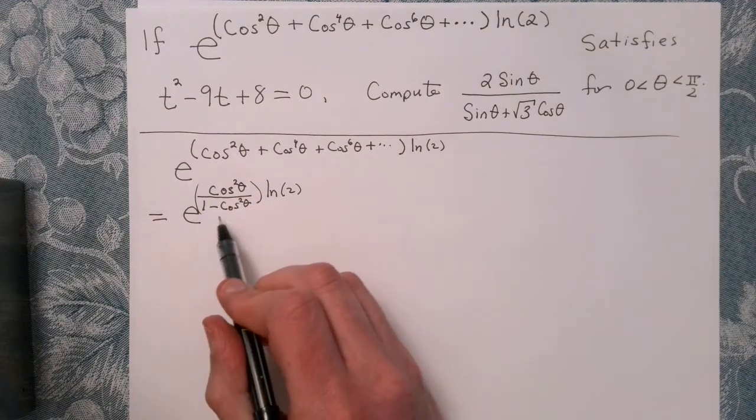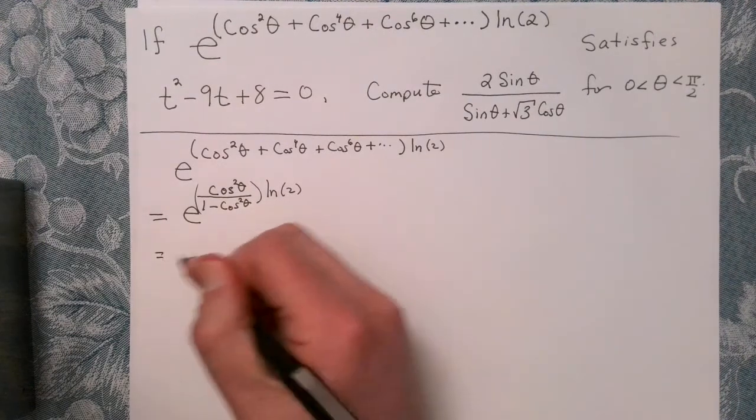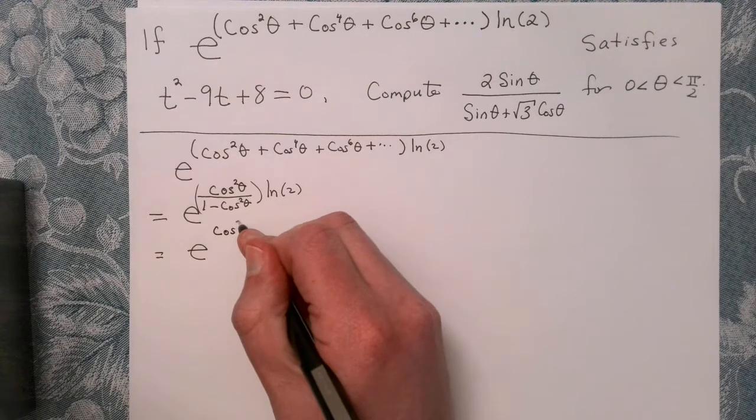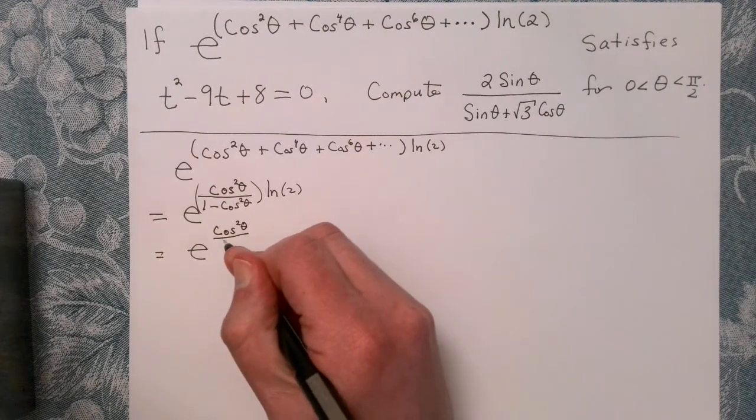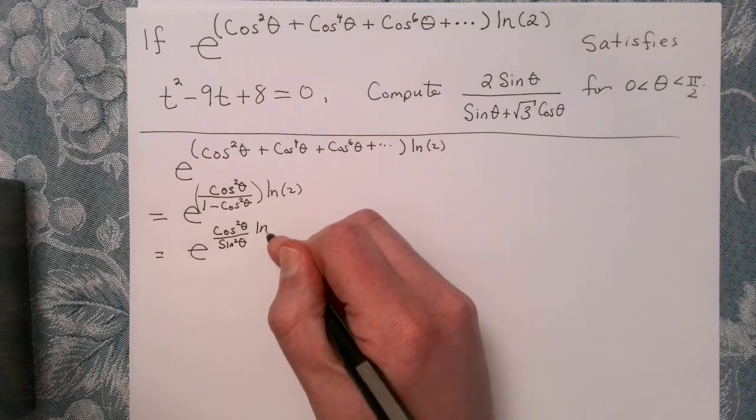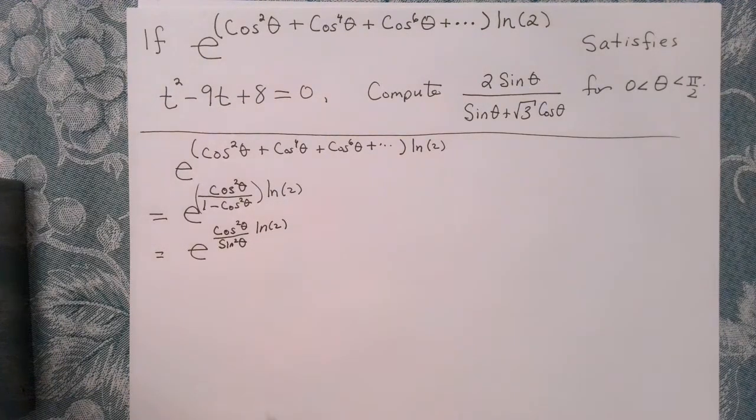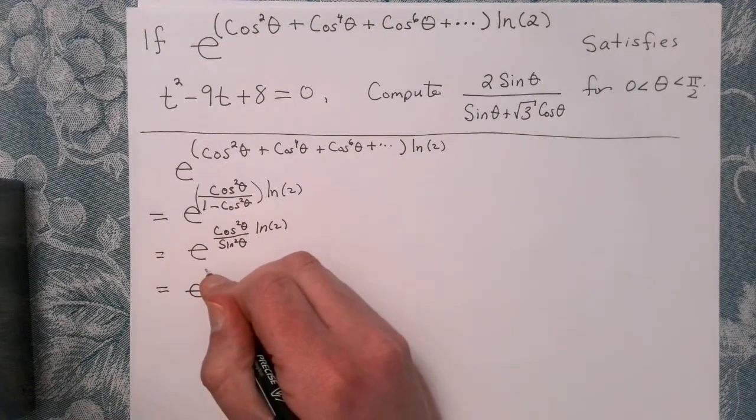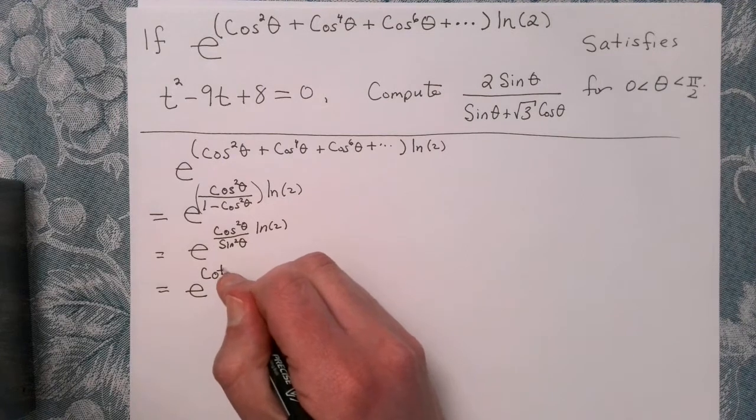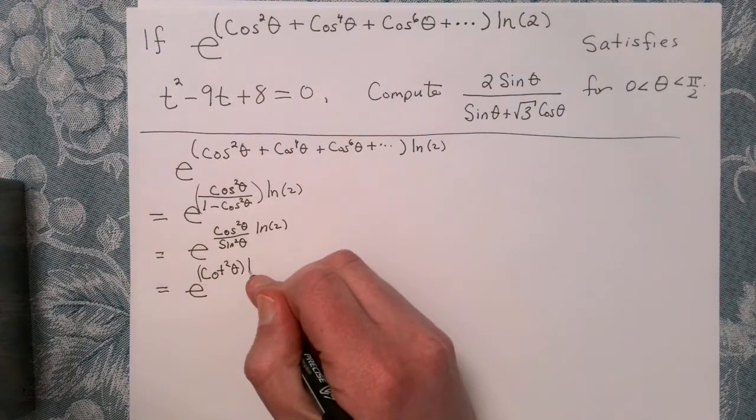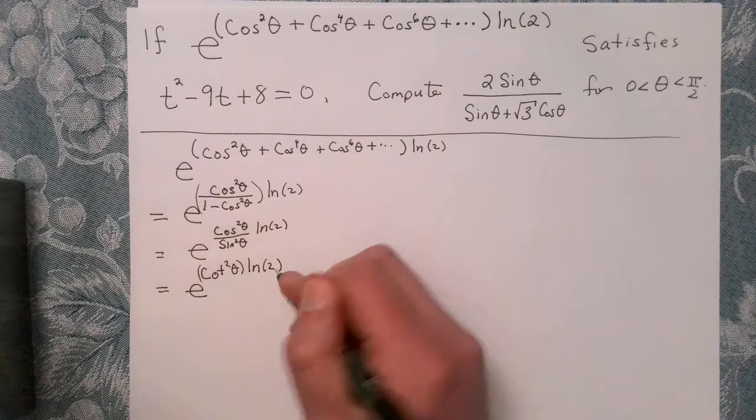But you notice that classic Pythagorean identity here. So let's go ahead and rename that. So that's e to the cosine squared of theta over the sine squared of theta times the natural log of 2. But of course, that's cotangent squared of theta. So that's times the natural log of 2.